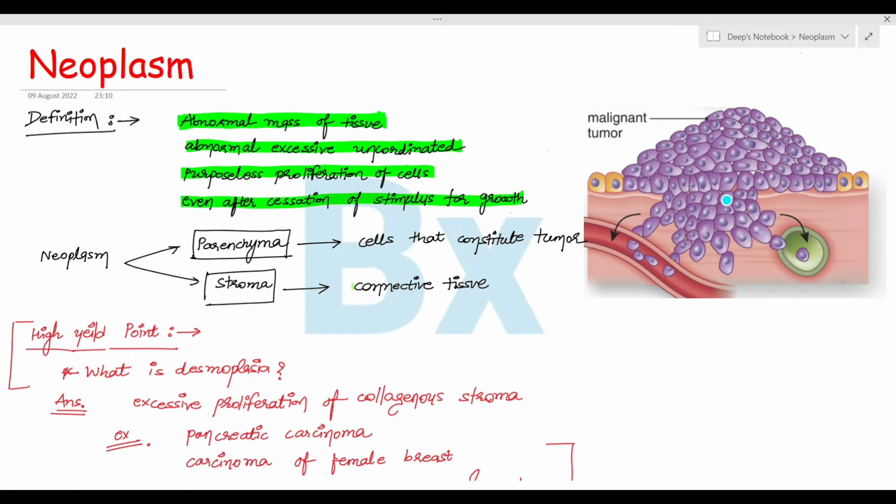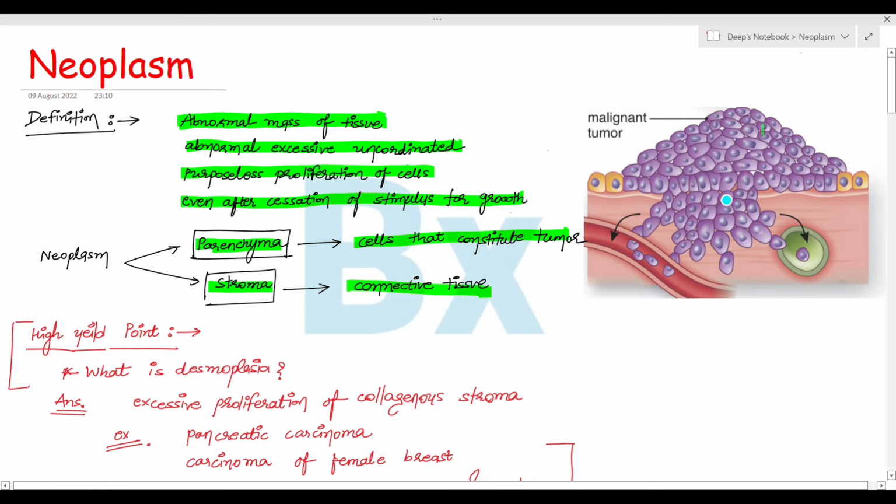Now, the neoplasm contains two things. One is a parenchyma. Obviously, parenchyma means cells that constitute the tumor. And second is a stroma, means connective tissue. Obviously, अगर किसी चीज को ग्रोथ करना है तो उसे ब्लड वेसल्स चाहिए, न्यूट्रिशन चाहिए. तो न्यूट्रिशन कहाँ से मिलेगा? कनेक्टिव टिश्यू में ब्लड वेसल्स होगी तो वहां से न्यूट्रिशन मिलेगा.